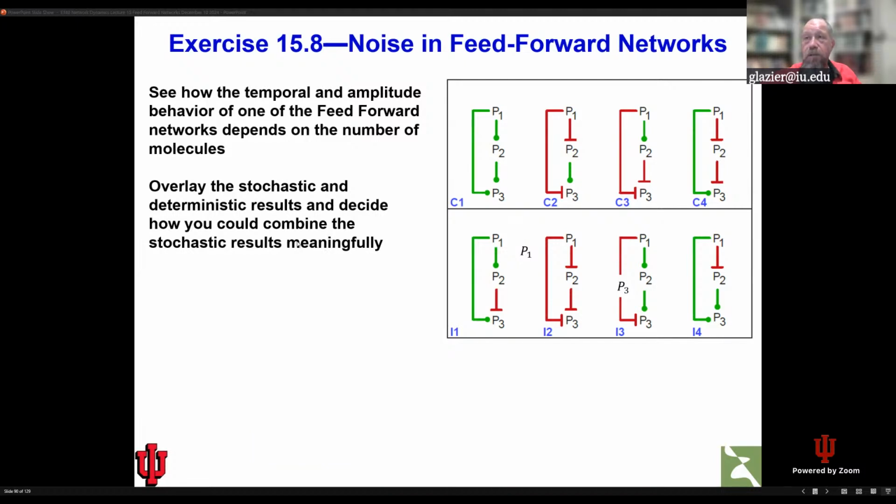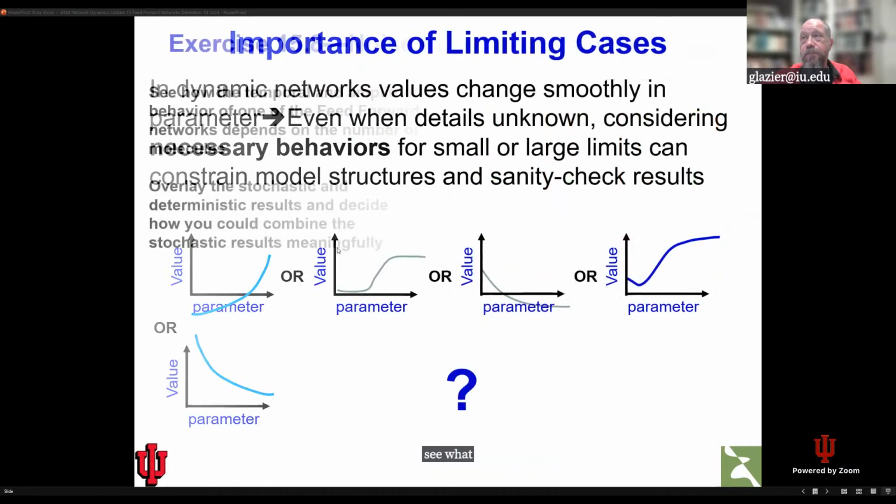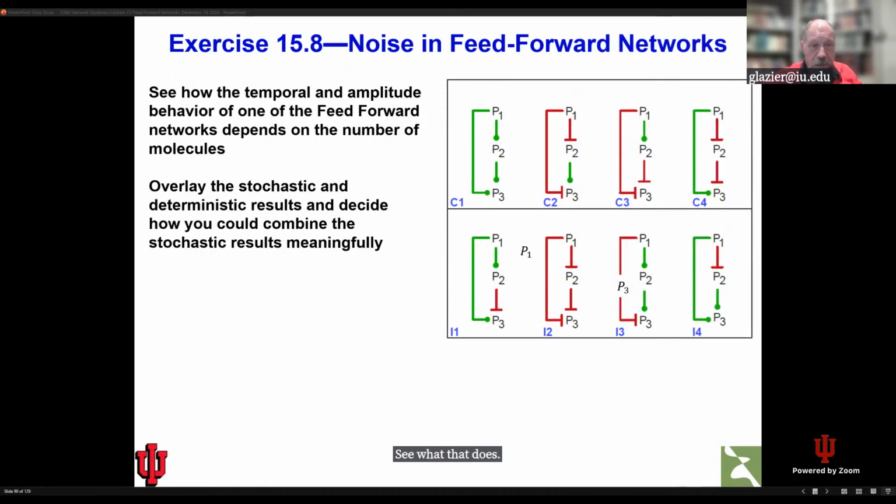So another thing that you could do, and it's worth trying this maybe just for the one you have, is to simulate it with a Gillespie solver instead of with the deterministic solver. See what that does. And that'll be the last exercise. And then I wanted to talk about a little bit of principles of modeling. So why don't you see what happens?